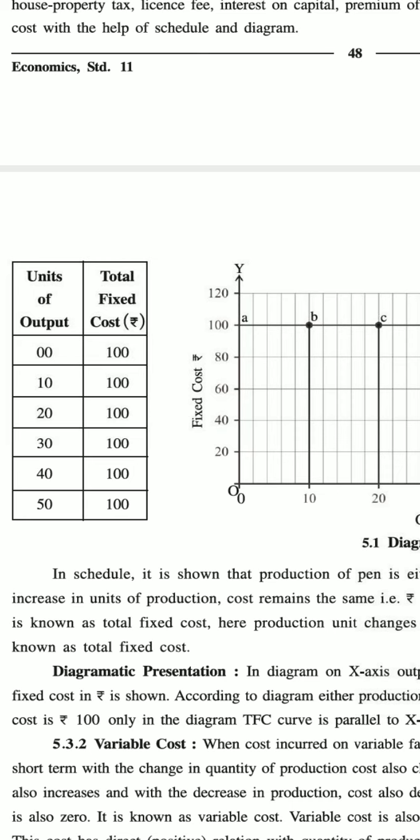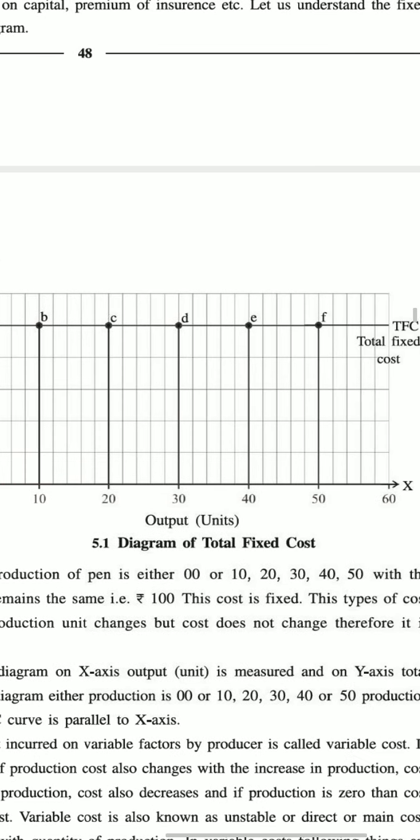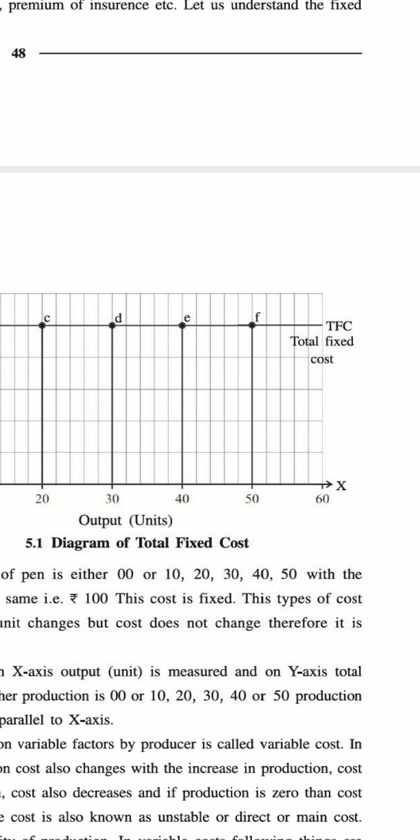This type of cost is therefore known as the total fixed cost, where the production unit changes but the cost does not change. And if the explanation has to be written, then it can be written that on the x-axis the output is shown, on the y-axis the fixed cost is shown, and the production ranges from 0 to 10, 20, 30, 40 and 50, but the cost remains the same, that is 100. And so the straight line that we can see parallel to the x-axis is known as the TFC, that is the total fixed cost.